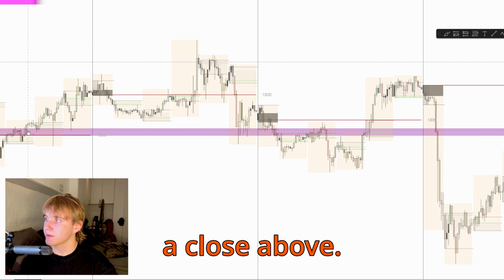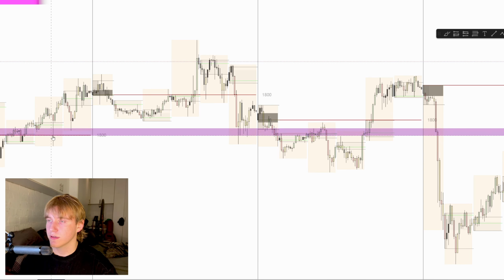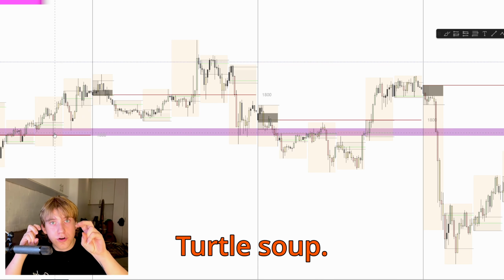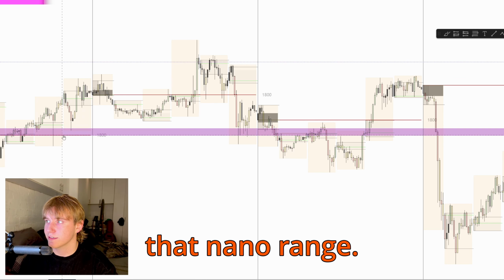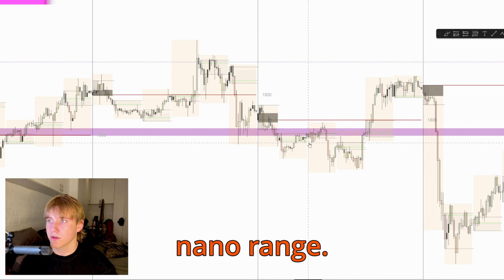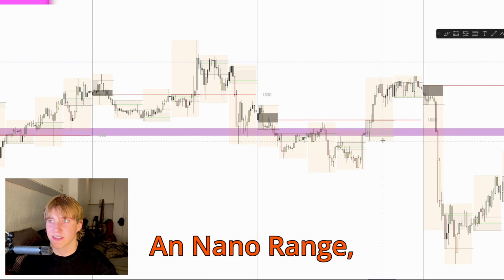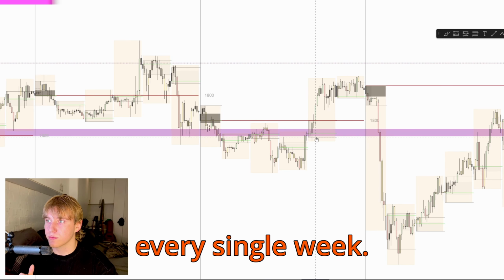Here we can see we have a close above, price coming back to that nano, reacting to go higher. Where is that retouch, that turtle soup? Where is it reacting from? It's reacting from that nano range. Same thing here, nano range, nano range. Where does price go to once we close below it and react from it? The nano range. Same thing here. It happens throughout every single week.